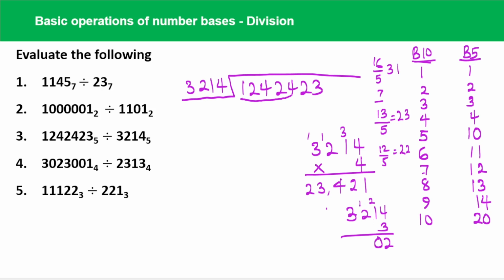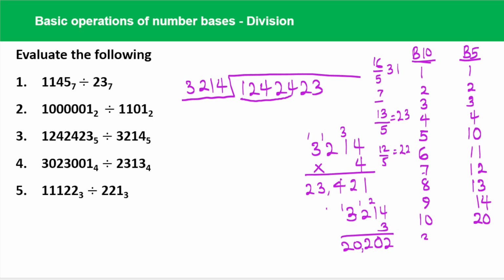3 times 2 is 6 plus 1, that will give us 7. 7 in base 5 is 1 2. We write 2, we carry 1. 3 times 3 is 9 plus 1, that is 10. 10 in base 5, that will give us 2 0. So again, we see that the value we have here is way much more than what we have here, 1 2 4 2 4. This is 2 0. So let's check 2 times now.